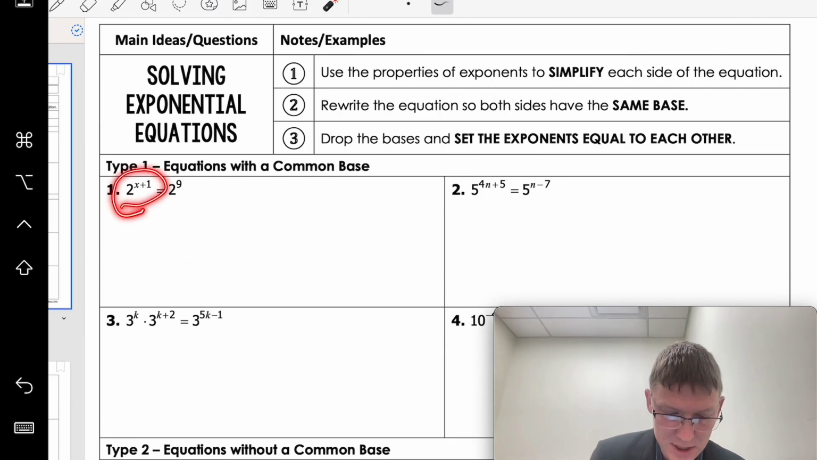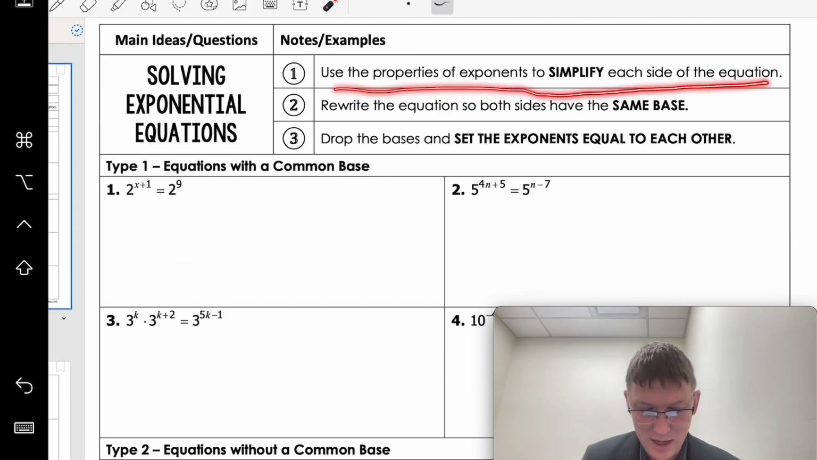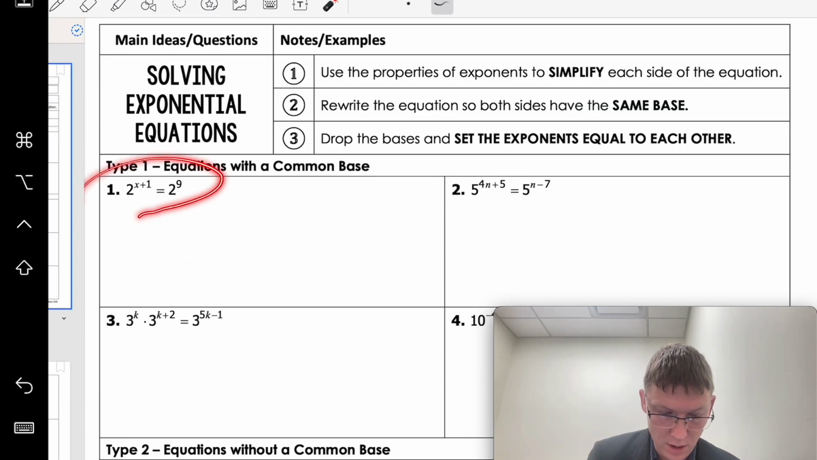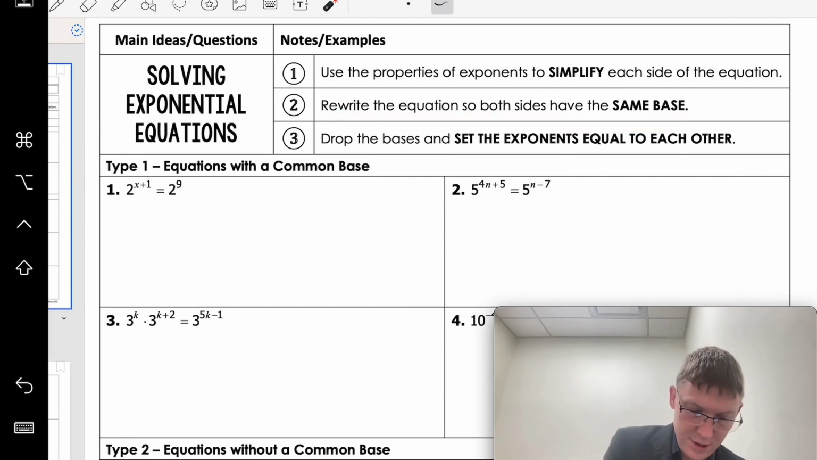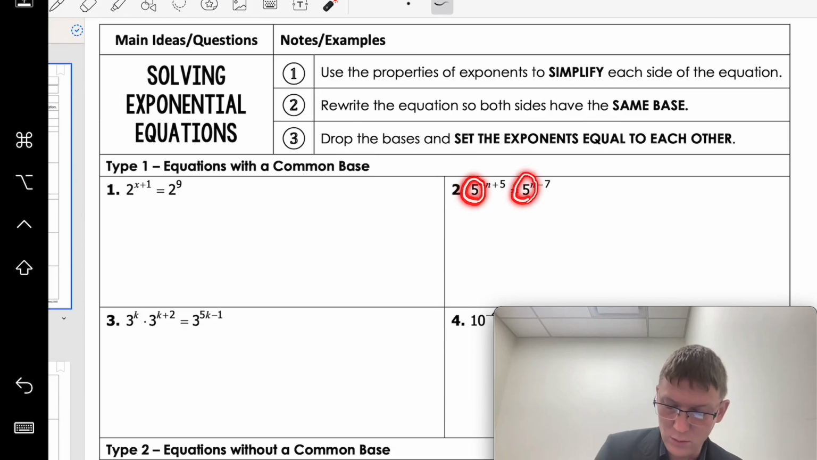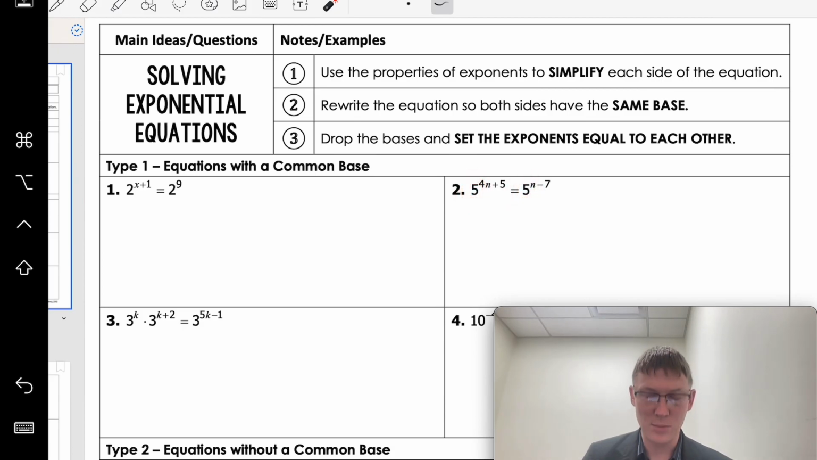When we have a situation like this, we're just going to use the properties of exponents to simplify each side of the equation. Most of them are, so that one is simplified. Here we would simplify that one, things like that. Rewrite the equations so that they have the same base. Remember, the base is the big number. So as long as we have the same base, we're good to go. Some of the problems like this one down here don't have the same base. So we'll cross that bridge when we get there. And then you drop the bases and set the exponents equal to each other.